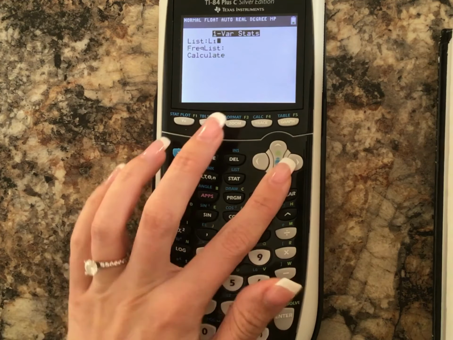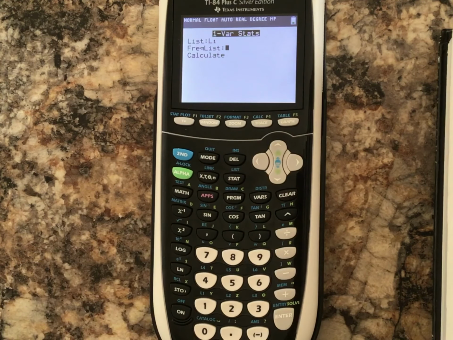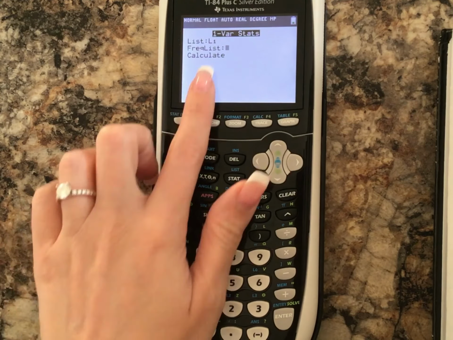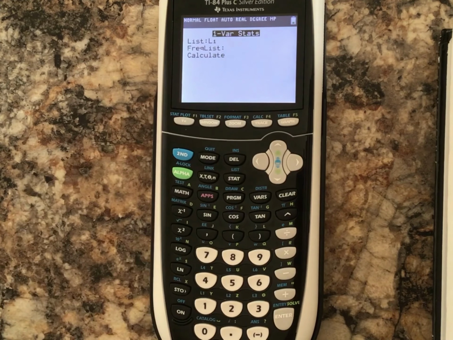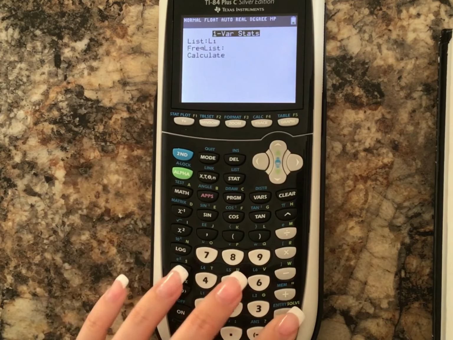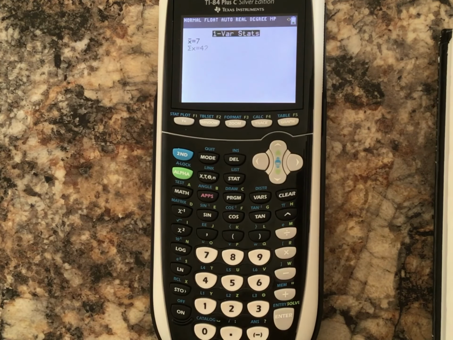Okay. Now for a standard average, you leave your frequency list blank. Okay, don't put anything in there. However, as we'll see in a second, if you are doing a weighted average, a weighted mean, then we're going to put something in that frequency list. But right now you're going to leave it blank. So make sure if there is anything in there, you clear it. And then you go ahead and click calculate. And it will come up with all of this data for you.